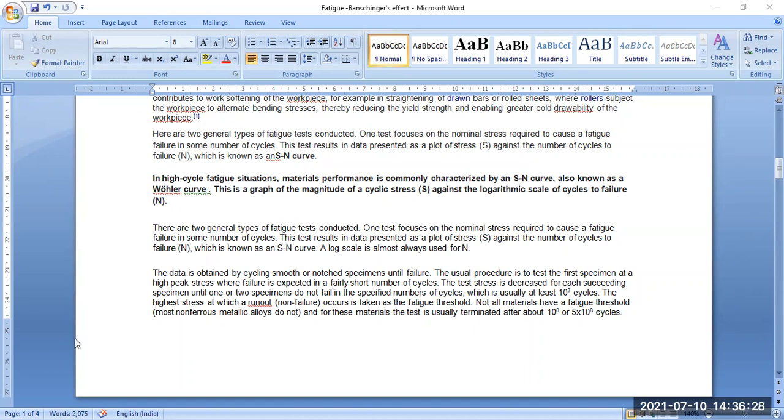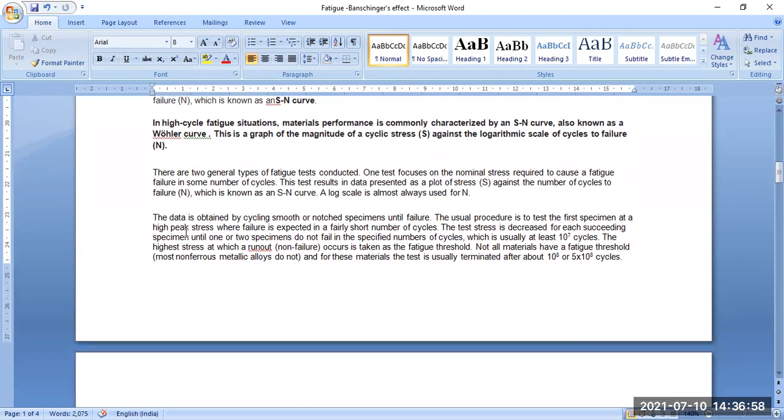There are two general fatigue tests conducted. One test focuses on the nominal stress needed to cause a fatigue failure in some number of cycles, and this stress result is presented as a plot of stress against the number of cycles, which is known as the SN curve itself. The data is obtained by cycling smooth or notched specimens.